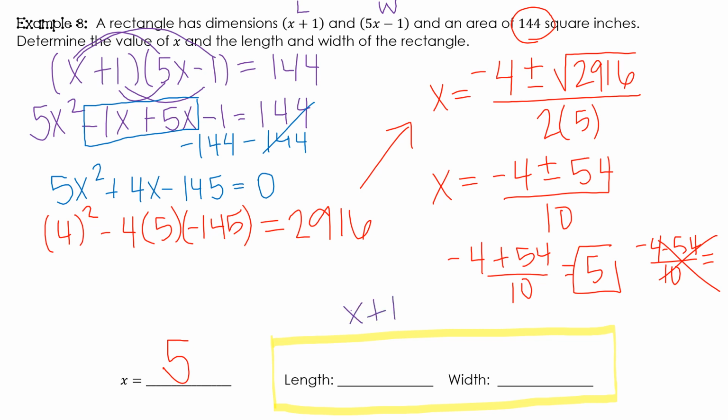To get the length, it was x plus 1. So if I know that x is 5, 5 plus 1 is 6. So the length is 6 inches. And then for the width, it's 5x minus 1. So 5 times 5 is 25. Minus 1 is 24 inches. And again, just quickly double check. 6 times 24 gives me 144. So then we know that our answer is correct.